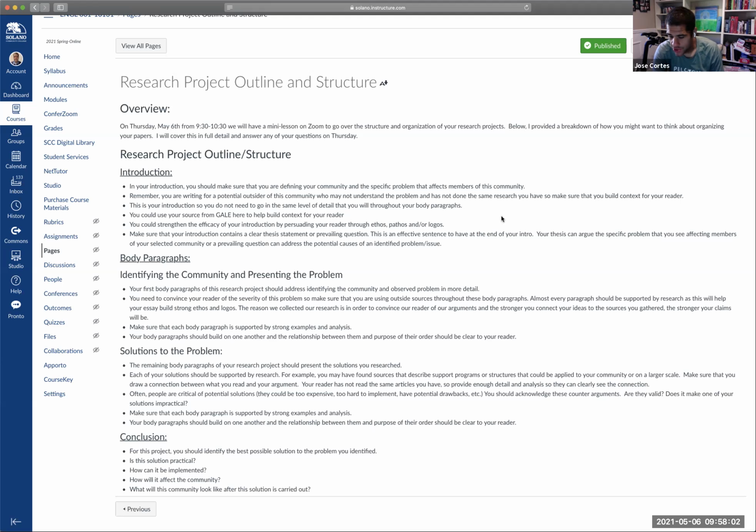In your intro, obviously you don't need to go into the same level of detail that you do throughout your body paragraphs, but if you want to bring up one of your points, identifying the problem with a little bit of specificity, or looking at some details from a source on the community, you definitely can do this there. But your intro is going to be about a page long, maybe a little more, so you don't need to go into a ton of detail because that's coming later in your body paragraphs.